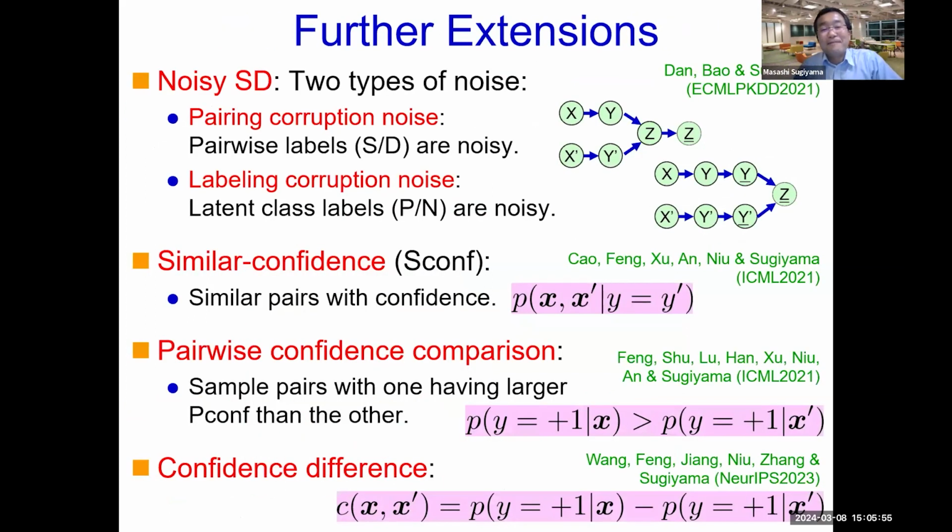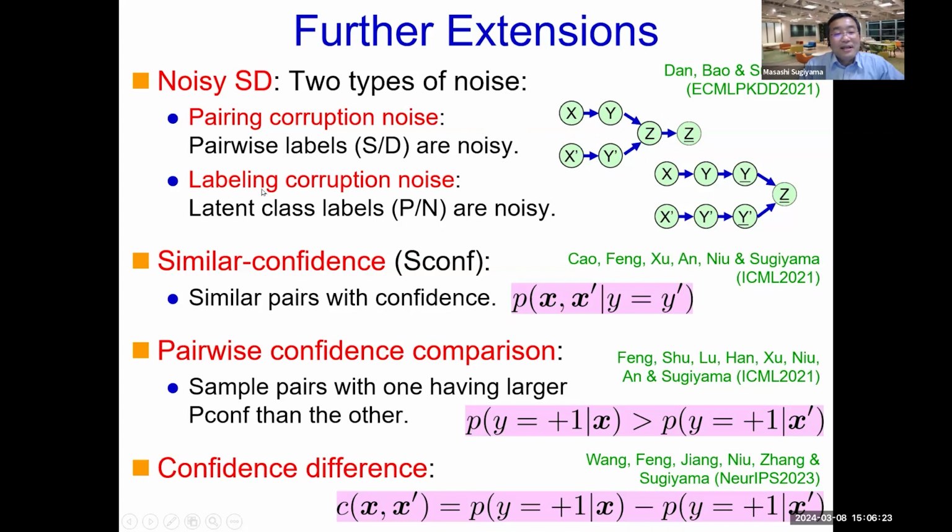Okay, we have a lot of extensions for this ST classification problem. The first one is the noisy ST problem, and we can consider two types of noise. The first one is called pairing corruption noise, expressed in this way. We have X and X prime and Y prime. From that, we consider pairwise similarity or dissimilarity, then add noise. So that's one noise model.